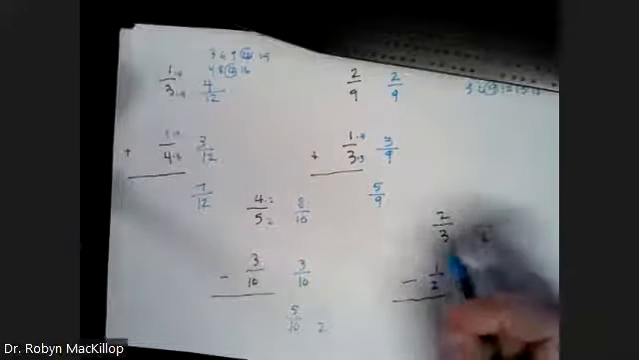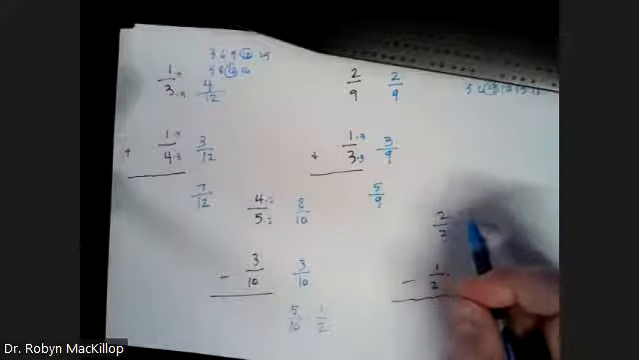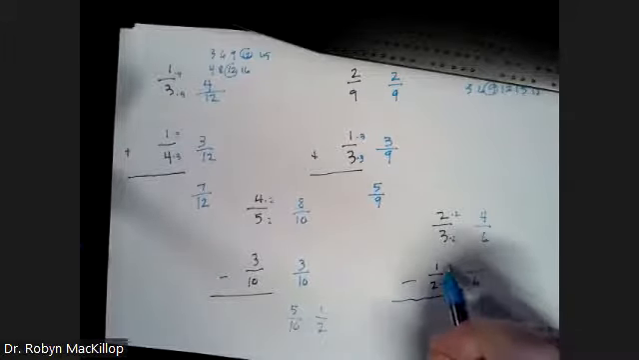So 6 and 6. 3 times 2 is 6, so 2 times 2 is 4. 2 times 3 is 6. 1 times 3 is 3. Denominator will be 6. 4 minus 3 is 1, and you're all done.